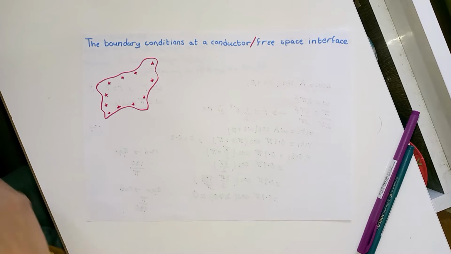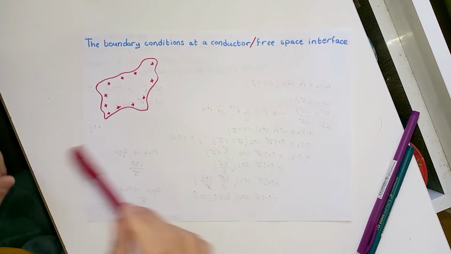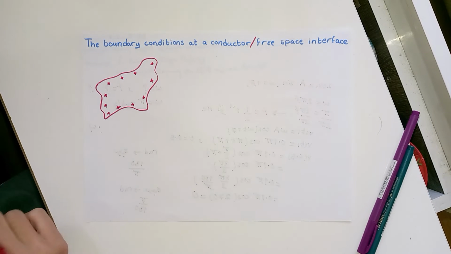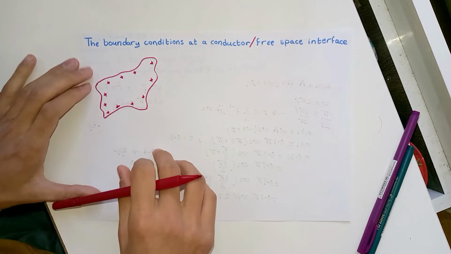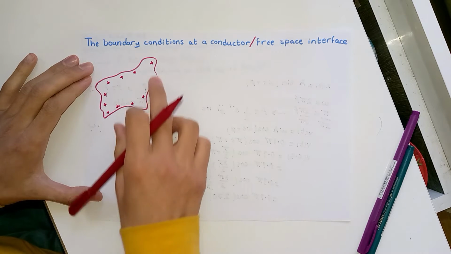Hi, today we are going to find the boundary conditions at the conductor free space interface. Before doing this mathematically, let's try to do this analytically. Firstly, I draw an arbitrary conductor.